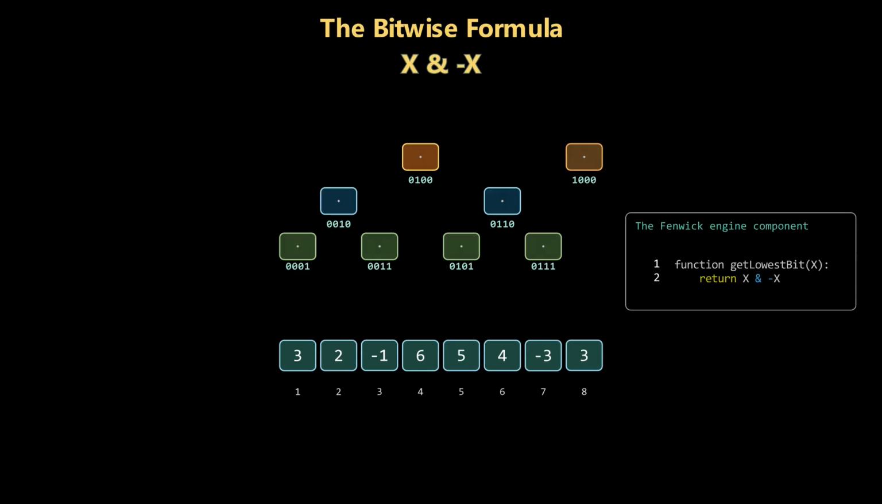The expression x AND negative x is the fundamental engine behind the entire Fenwick tree. It extracts the lowest set bit instantly, the range size, and exactly how to steer during queries and updates.